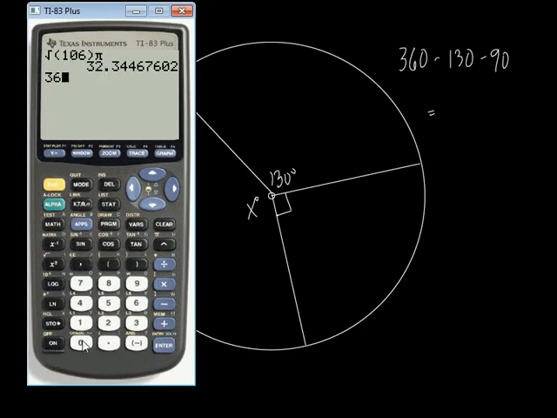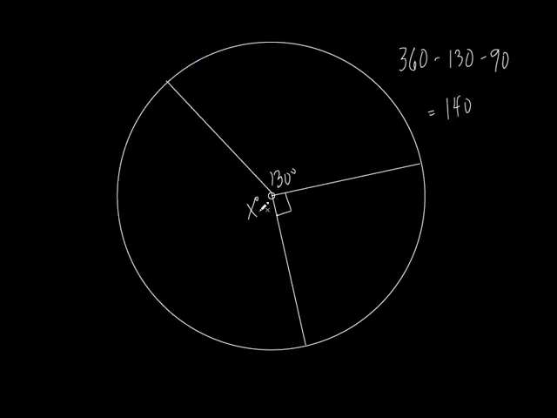So 360 minus 130 minus 90, and that's 140. Okay, so it's 140. So what's this angle right here? It's 140 degrees. All right. That's an example they have in the book. That's pretty simple. Would you agree?